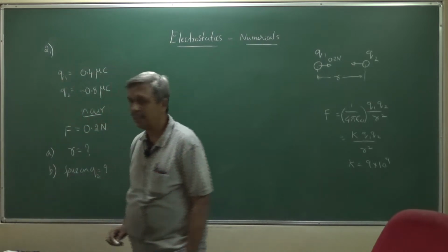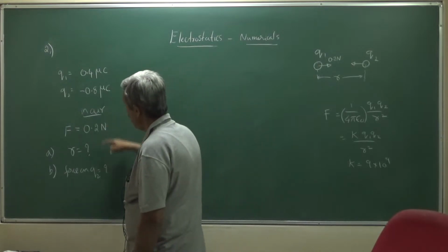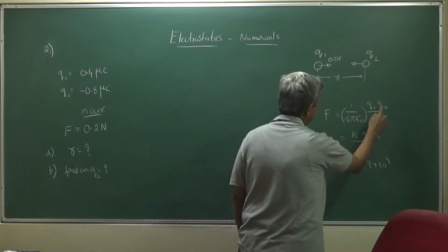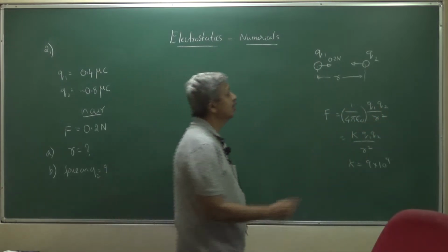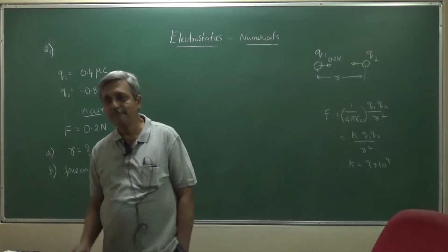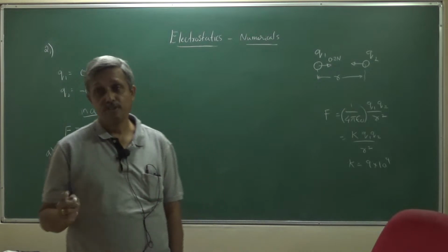Earlier they had given Q1, Q2 and R and asked us to find out F. So in the formula you have Q1, Q2, R and F. Now they have given F, Q1, Q2 and asked us to find out R. The same formula, we just solve for R. Okay. Now we are going to substitute it.